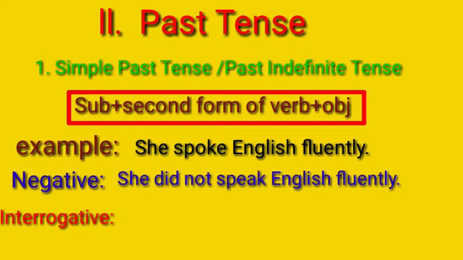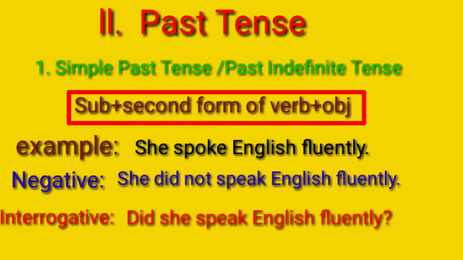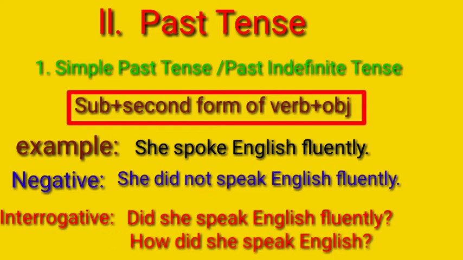Then the object, English fluently. Now this sentence is in negative. We have to change this positive sentence into interrogative. Then how will we do? Did she speak English fluently? Last, question mark. If the question word we use is how, then how will we use it? How did she speak English? Then question mark. Fluently will be the answer.